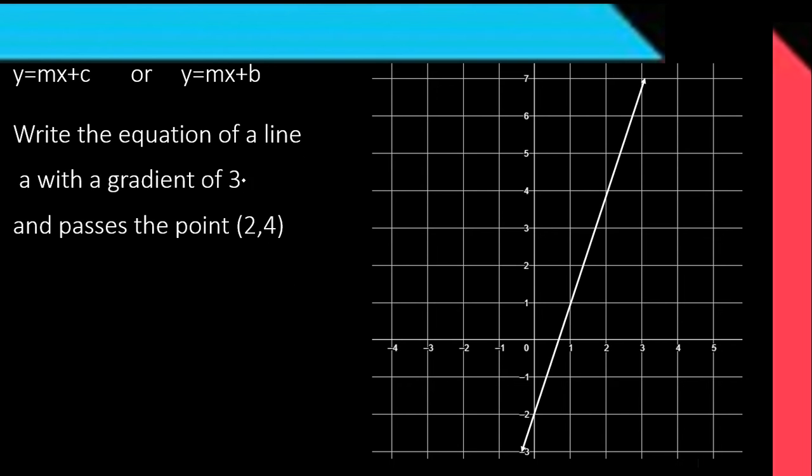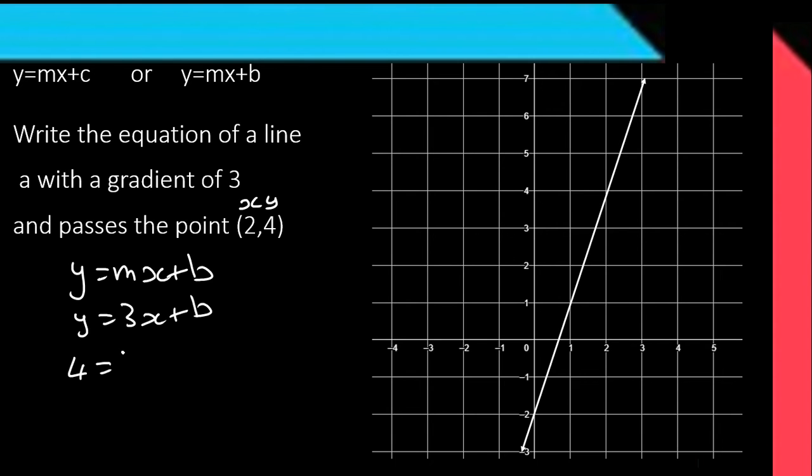So another way to do it is to use the actual equation, which is y equals mx plus b. I have the gradient, which is 3, so y equals 3x plus b. And because I know the ordered pair 2 and 4 has to lie on the line, I'm just going to substitute that into the equation. So we're going to have 4 equals 3 times 2 plus b. 3 times 2 is 6, minus 6 from both sides, and you have negative 2 equals b.